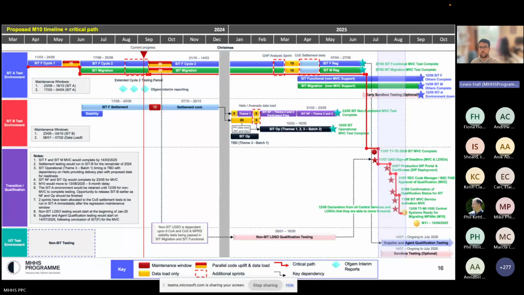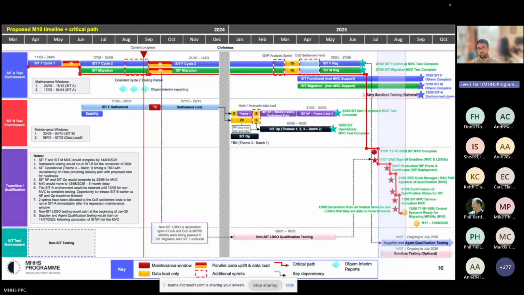There's then that 2-week gap between the end of SIT execution testing finishing and the SIT MVC completion milestone being approved. So that gives us time to finalise all of the qualification materials. It gives us time to finalise the exit report as well, which is a key input into that exercise. So that SIT MVC complete milestone is now scheduled for the 11th of July. Originally, that was the 7th of February. So that's now the 11th of July.